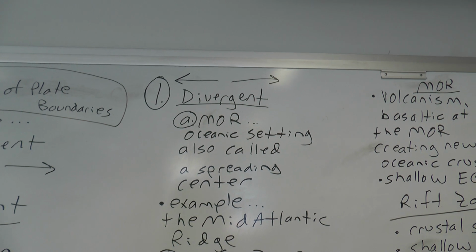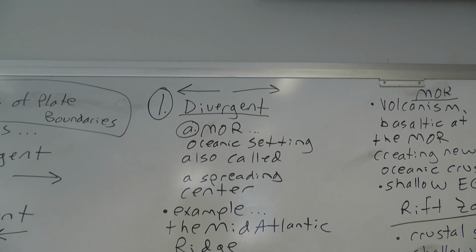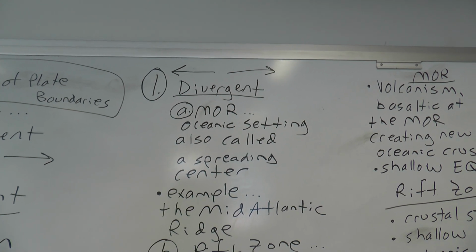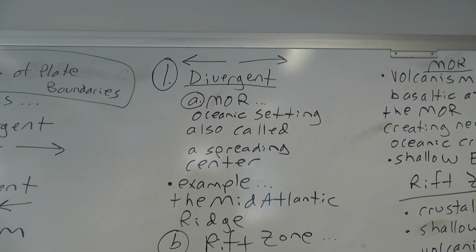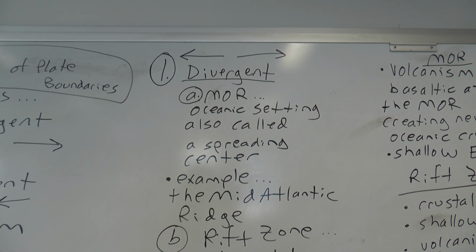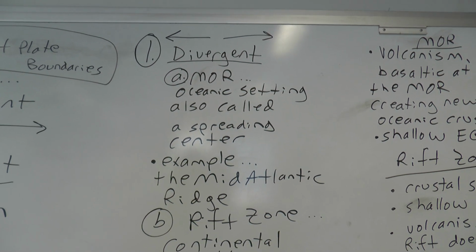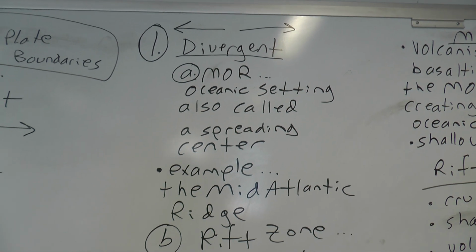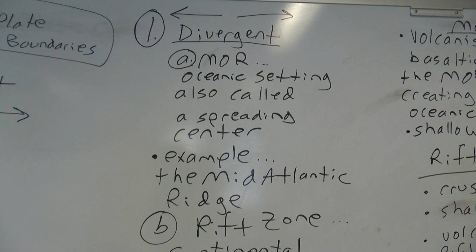All right, so we will begin with number one, divergent boundaries. Again, notice the arrows moving apart. In this case, we of course have plates that are separating from each other. We're going to have two different settings for that. The first is called a mid-ocean ridge, MOR for short. That's in an oceanic setting. We can also call that a spreading center. A good example of a divergent boundary in an oceanic setting is the mid-Atlantic ridge.